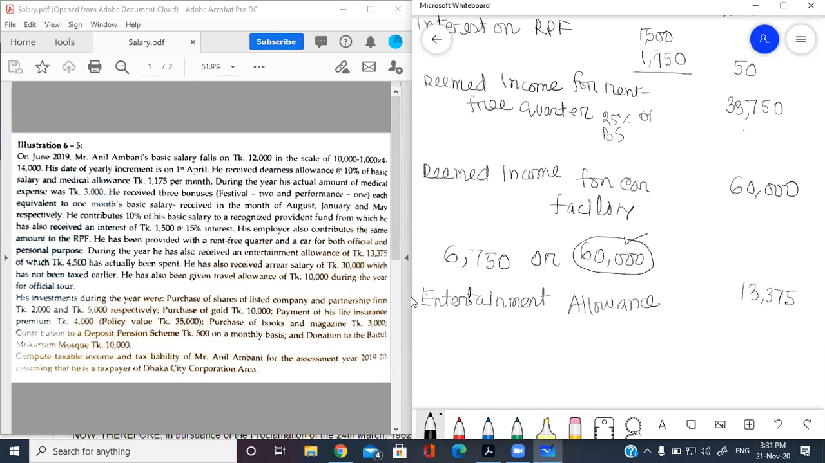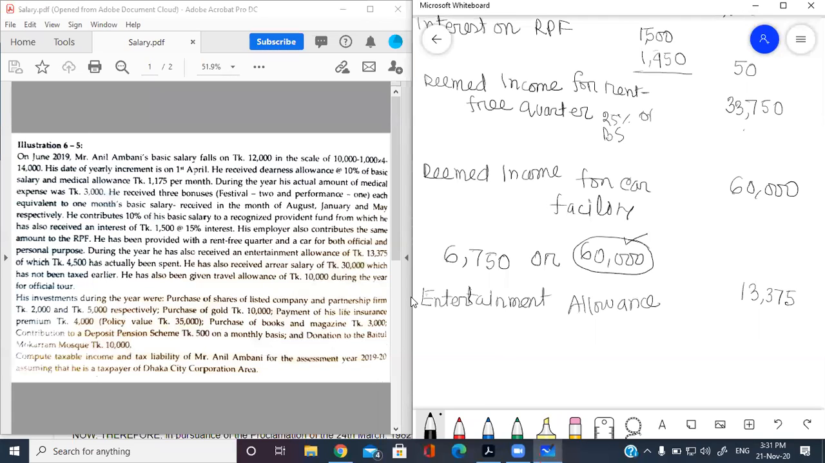13,375. So for avoiding taxes, you will try to negotiate with your employer to give you free lunch, free tea, free coffee, free biscuit, not to provide you the cash allowance. Have you got a trick to avoid tax? Yes, sir. Okay.